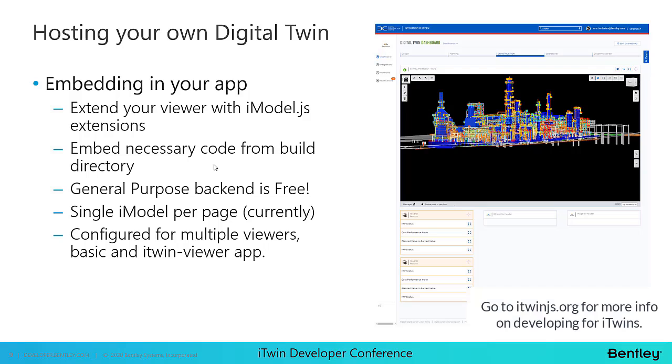Secondarily, the general purpose backend is how we're hosting these iModels. It's free to use, and it's very easy, so you don't need to host your own Node.js server. You just point your client-side app to the general purpose backend, and that easily hosts your iModel for you, the server-side piece of it. Currently, it supports a single iModel per page. That's one limitation. I know the team's working on that, as well as we're trying to figure out how we could potentially wrap some of these widgets into iframes to isolate those things as well. And we're supporting multiple viewers, like I told you about.